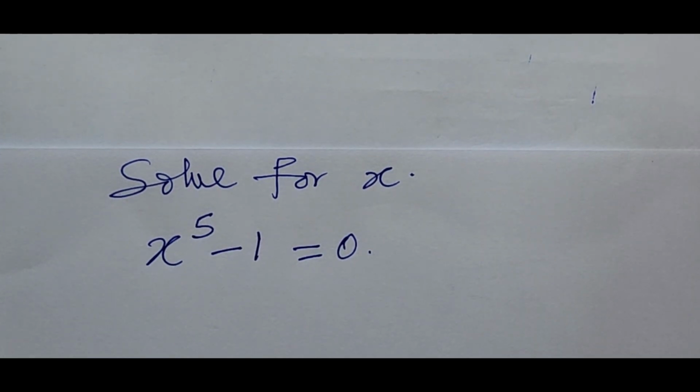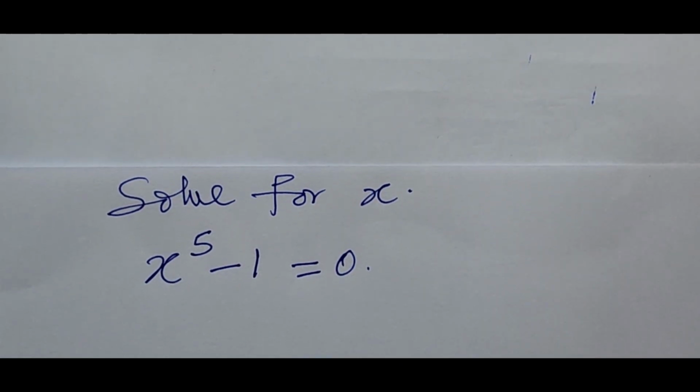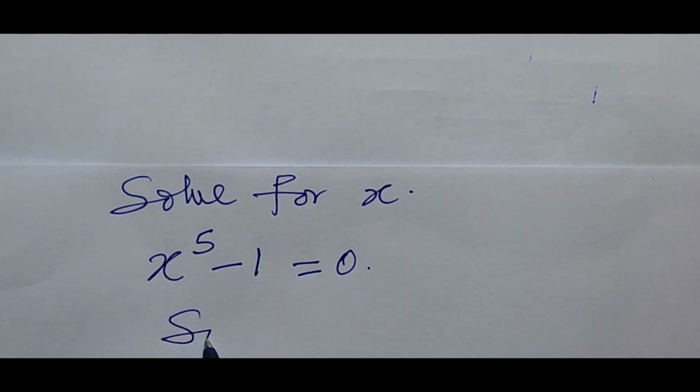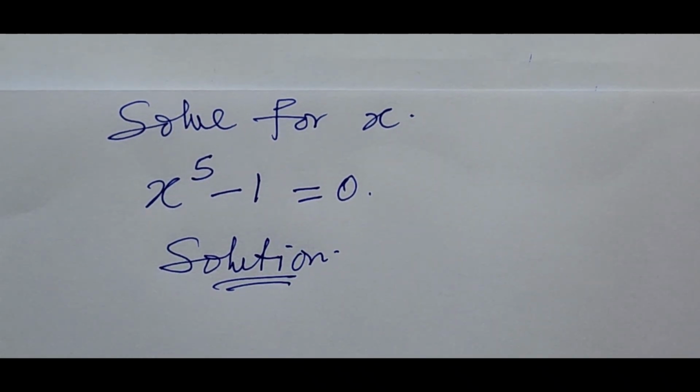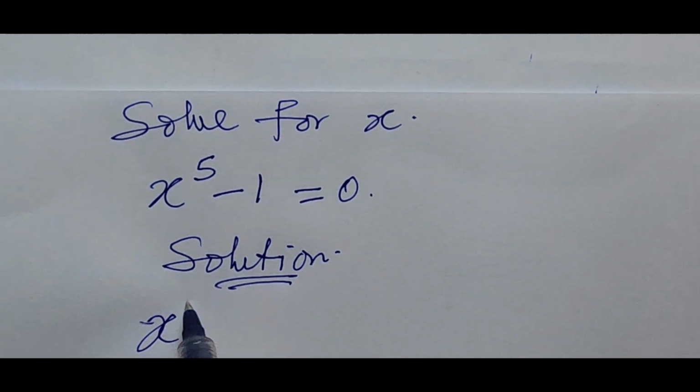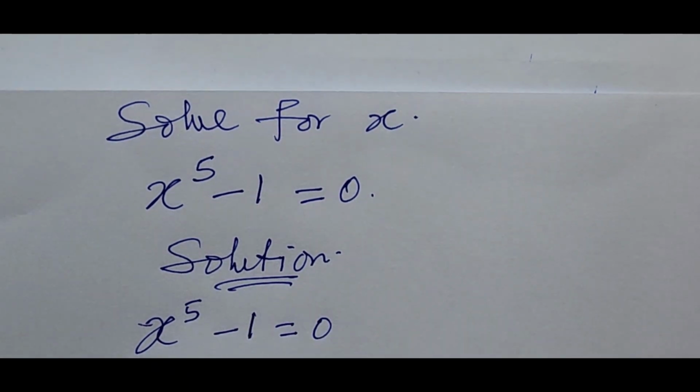Now, how do we solve for the value of x? We are having x to the power of 5 minus 1 equal to 0. So let's take our solution. All right, so the question again is x to the power of 5 minus 1 is equal to 0.